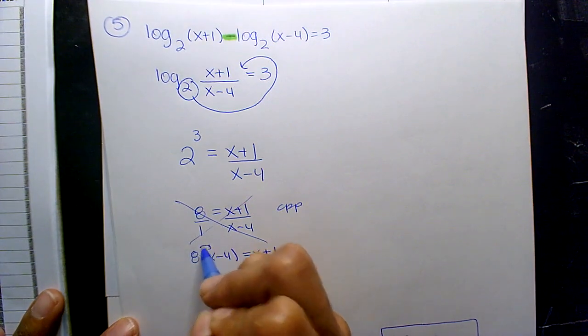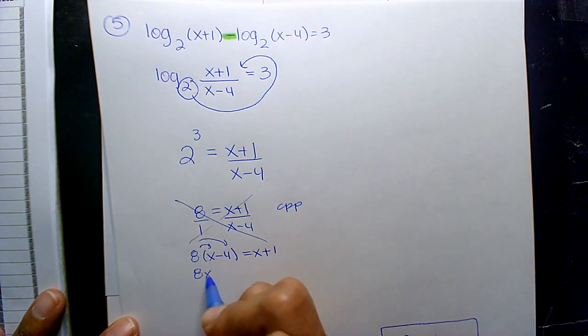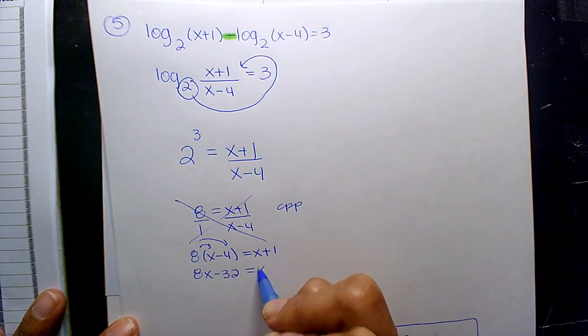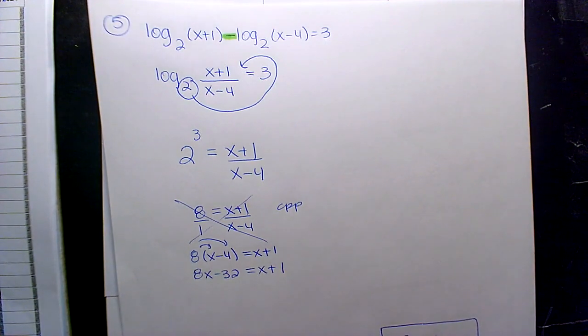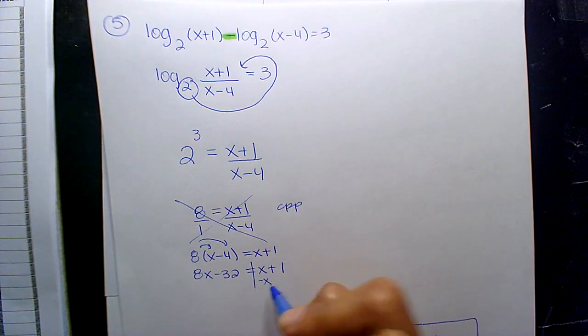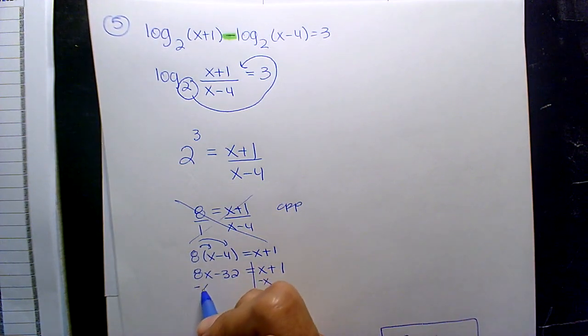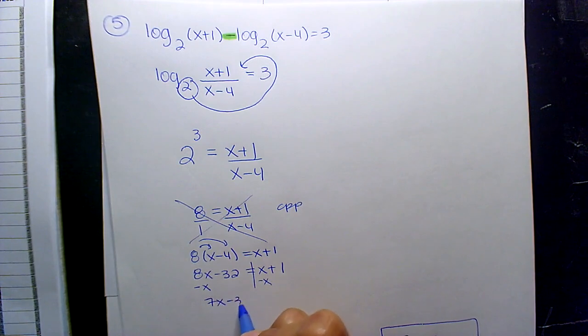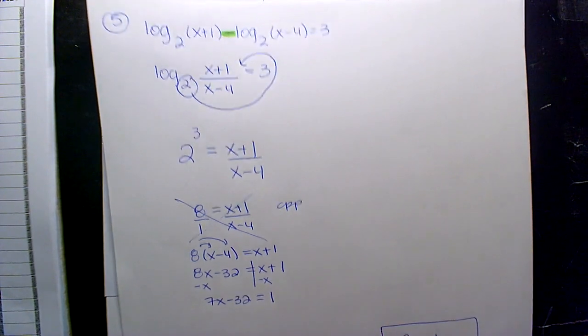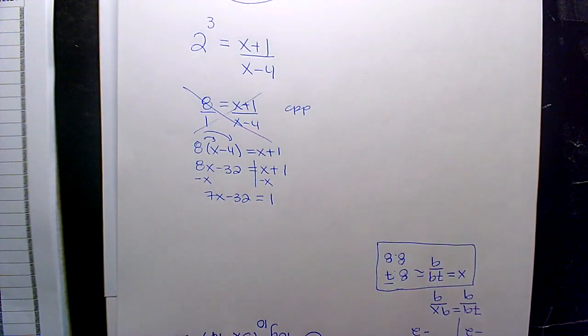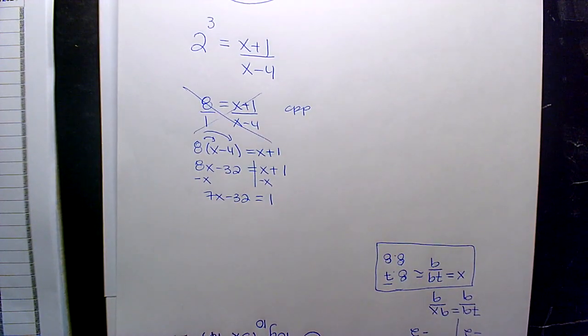Okay, so now I'm going to distribute. And so 8x minus 32 is equal to x plus 1. And now you have a 3-step equation. Okay, so what's my first step? Yeah, subtract x. And if you wanted to go for the constants first, that's fine. So I get 7x minus 32 is equal to 1. And then the constant, what do I do?